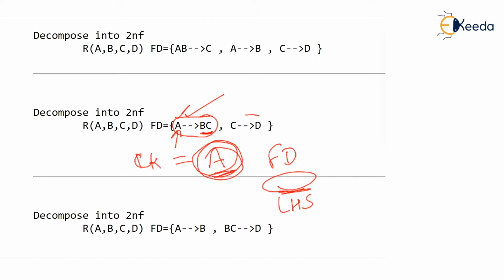Check this dependency, C determines D. This is also not a partial dependency, because the left hand side is a non-prime attribute and the right hand side is a non-prime attribute. The left hand side is not a part of the candidate key, correct? So this is not a partial dependency. Then this table does not contain any partial dependencies, so this is already in 2NF. Let's see the third example.